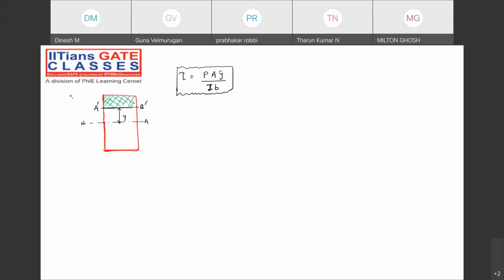Now, suppose the total depth is D and the width is B. Then what about this particular distance? D by 2. Then tell me the area of that cross section. Can I say D by 2 minus y into B? Check it out. Each and every terminology, please match with that and then let me know. Correct? Perfect.